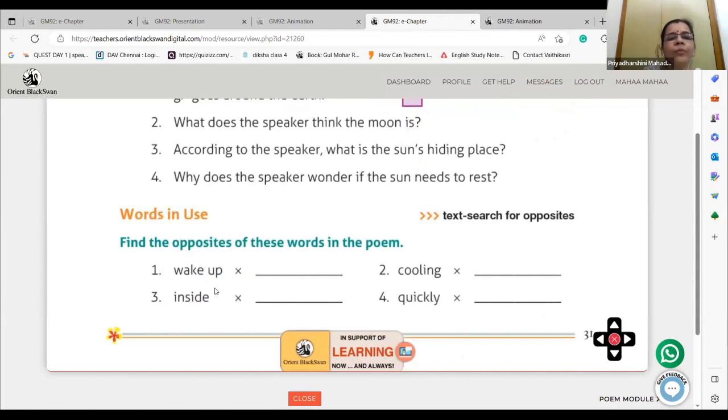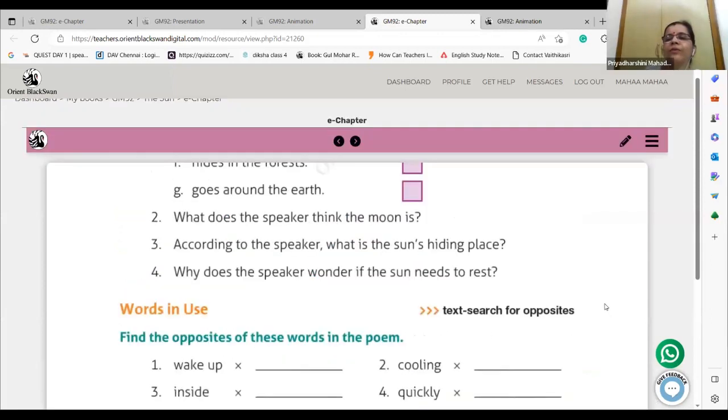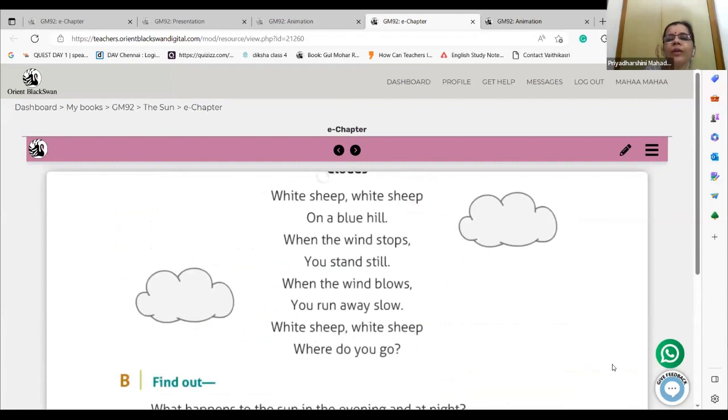So now tell me the opposite for these words. Wake up. Sleep. Inside. Outside. Cooling. Warming. Quickly. Slowly. We move on to the next one.